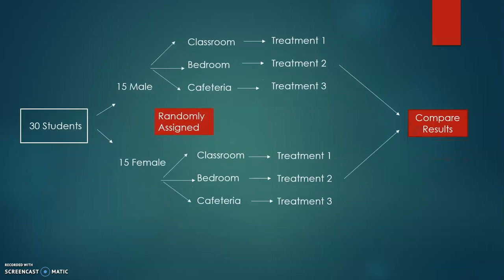So here you can see the block experiment process in this basic example. 30 students, split 50-50, male and female, are randomly placed in the three scenarios, and the results of this are compared, not only to find the preferred study area, but how gender might affect this.